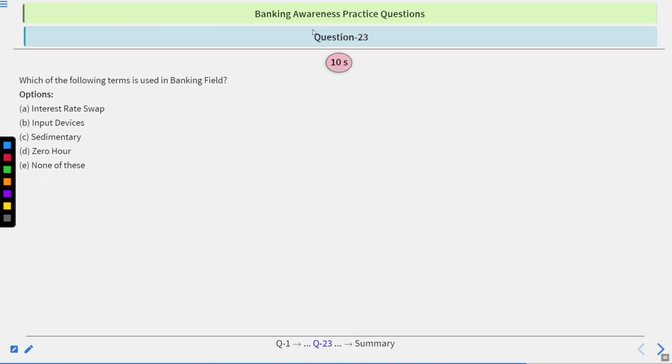Next question is question number 23. Which of the following terms is used in the banking field? 10 seconds you have, time starts now.